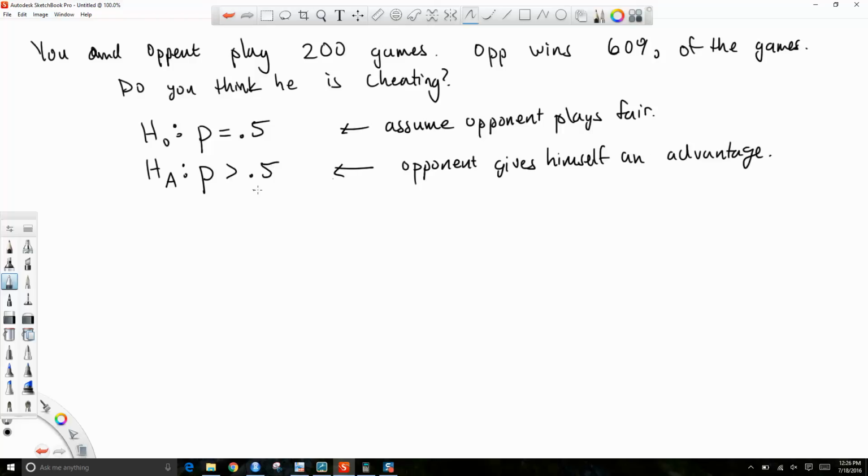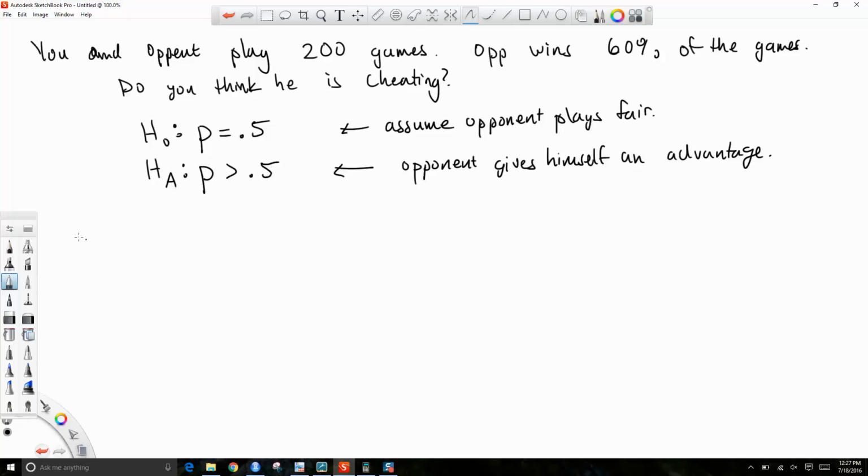I'm using the greater than sign and not the not equal sign. The reason for the greater than sign is because it doesn't make sense for the opponent to give himself a disadvantage, right? So if the opponent only won 40% of the games, we would not accuse him of cheating, right? We would just say, oh man, that really sucks for you, but thanks for flipping the coins. We would not accuse the opponent of trying to cheat if he only won 40% of the games. So here we're only interested if the opponent is giving himself a win rate of greater than 50%.